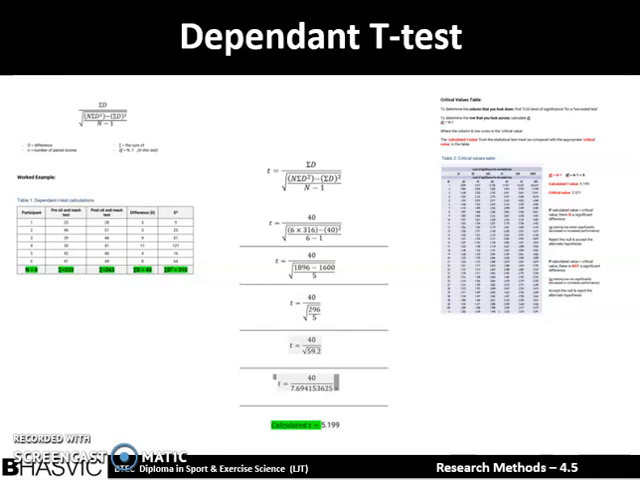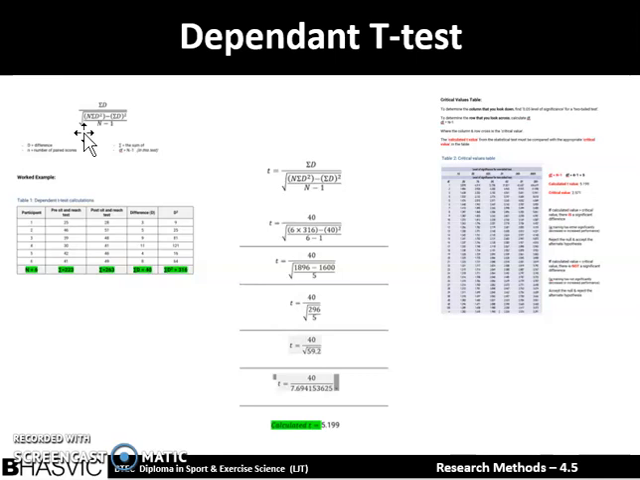So with this formula up here, you have the sum of the difference over the square root of the number of paired scores times by the sum of the differences squared, take away the sum of differences squared, divided by the number of participants, take away 1.